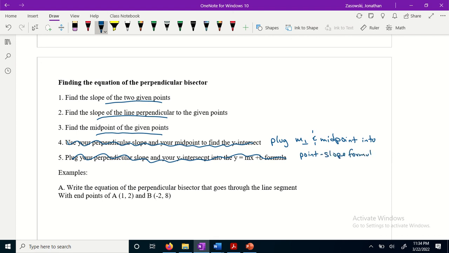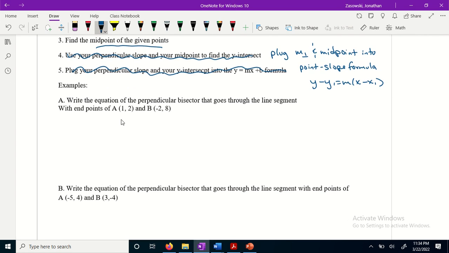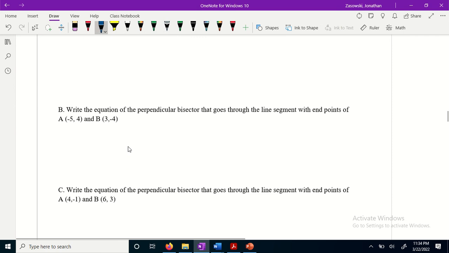All right, and we'll write that formula down one more time. We've written it about 100 times. y minus y1 equals m times x minus x1. All right, so let's try this one together. I'll have you guys try this one on your own here, okay?